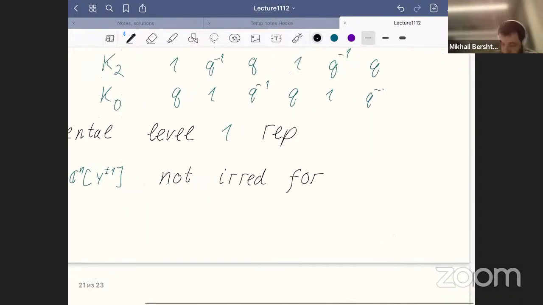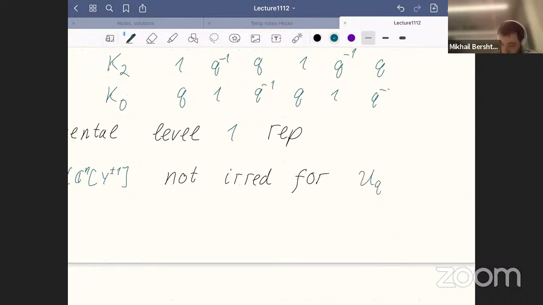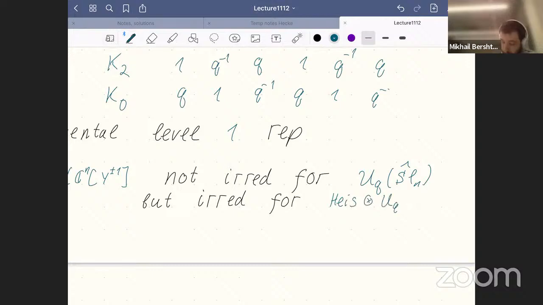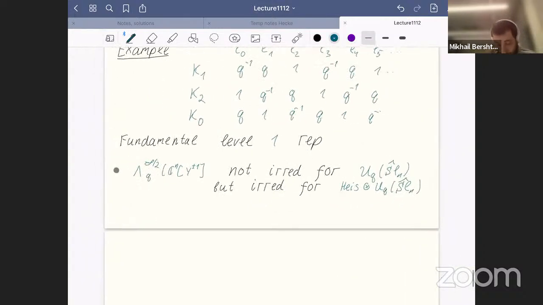for U_q of sl_n hat. But it is reducible for the algebra where we add an additional Heisenberg algebra to U_q of sl_n. So actually we obtain not an sl_n representation, but a gl_n representation.